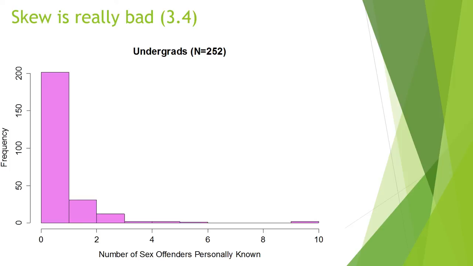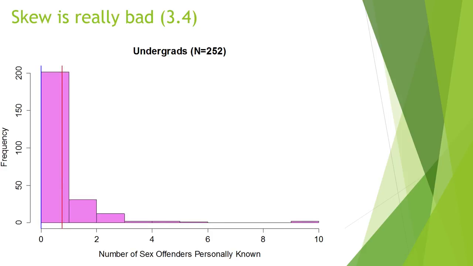Now here, skew is really bad. I asked some undergrads at Ohio State a few years ago how many sex offenders they had personally known. The undergrad who had known the most said that he or she had known 10. And then he had 6 and 5 and 4. The mode is definitely 0. And now in a data set like this, looking at the mode actually makes some sense. You can say the mode is 0, and that tells you something. The most common number of sex offenders that undergraduates have known is 0.